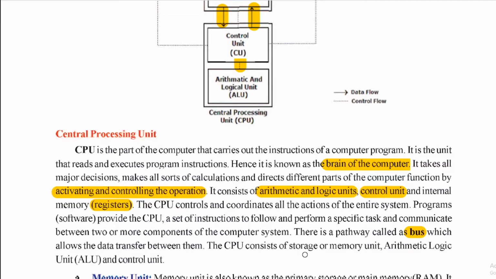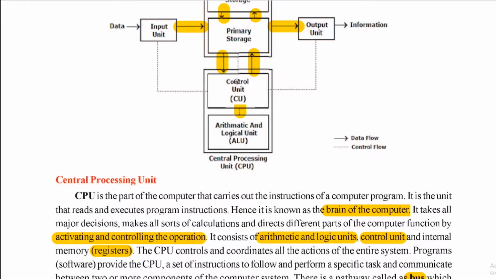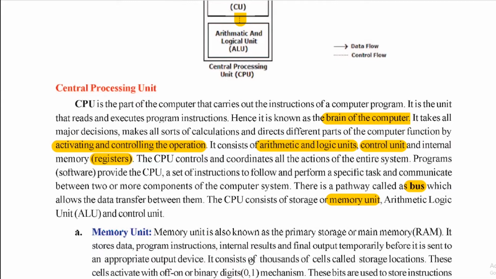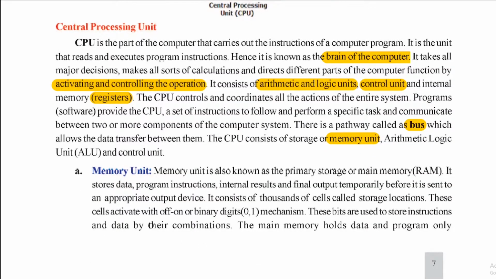The CPU consists of storage, which we call the memory unit, as already discussed, and also the arithmetical logical unit and the control unit. So let us learn about the memory unit first. The memory unit is also known as the primary memory or main memory of the computer, that is RAM. Whenever you go to purchase a computer, you get memory RAM. So what is the RAM size? That decides how fast your computer is. This is the main memory of the computer.